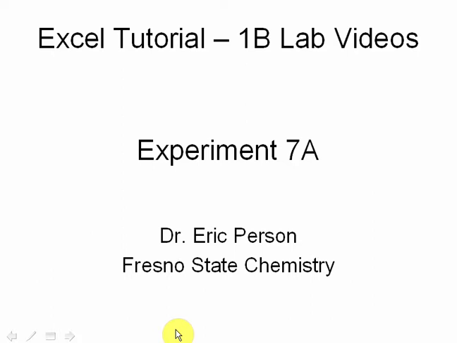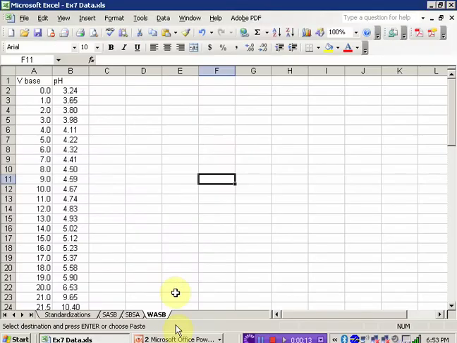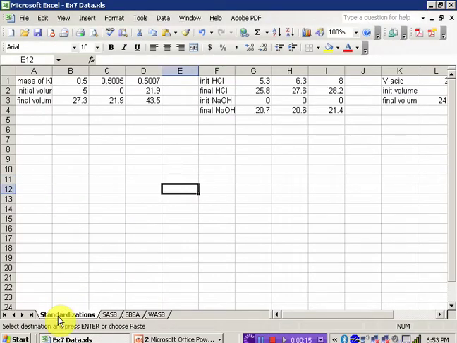Hello, in this Excel tutorial for Chem 1B, we'll be looking at the beginning of the data analysis for experiment 7. I have a worksheet already open here. I've already saved it with an appropriate name, and I've input all the data that we collected in the laboratory.